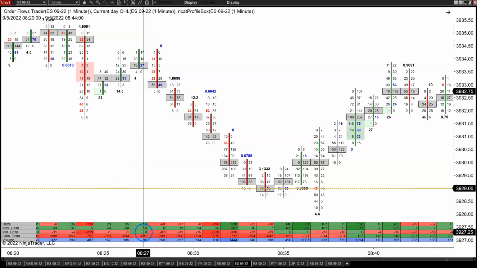And there's going to be times where you have min delta being 0. You can see here this green bar, it's got min delta of 0, max delta of 18, final delta of 13.